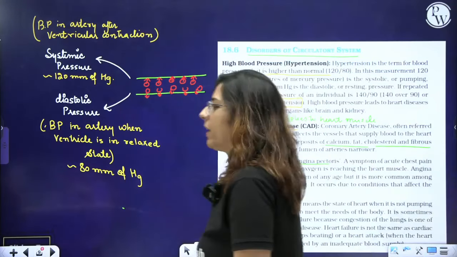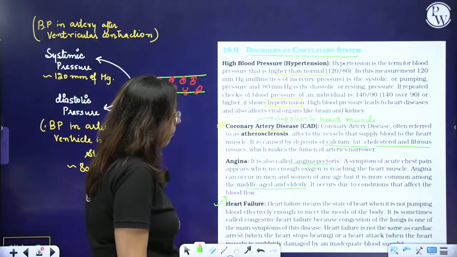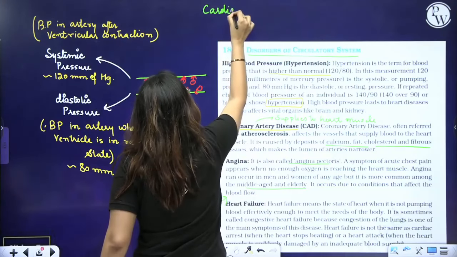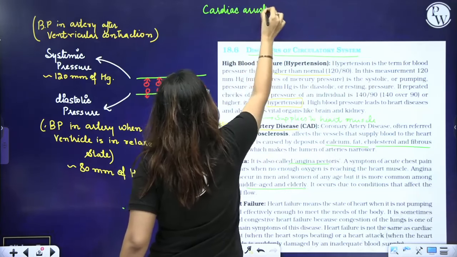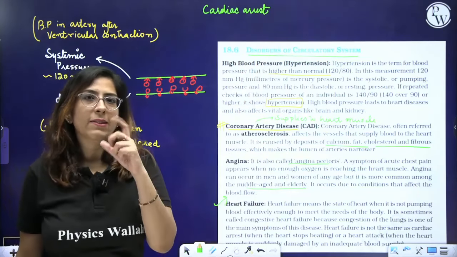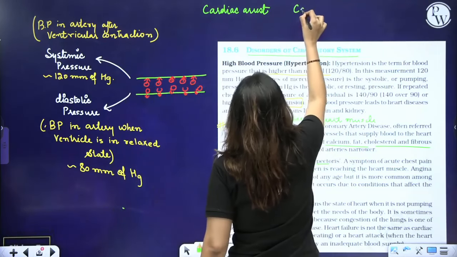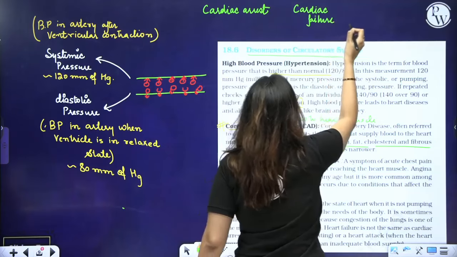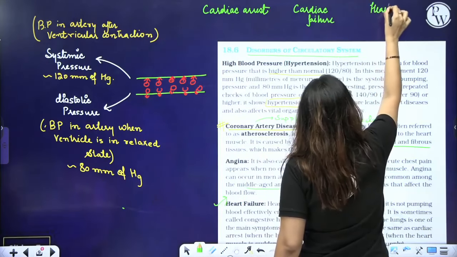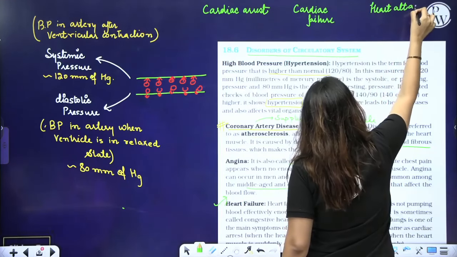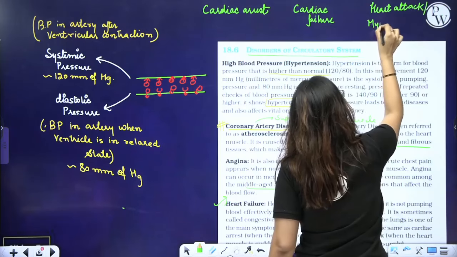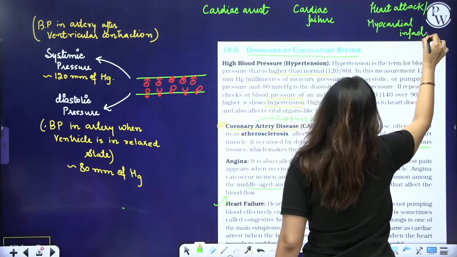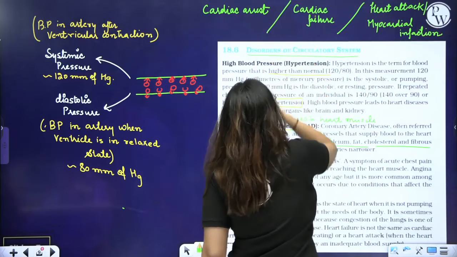Now I'll be discussing some very important terminologies with you, where the students mostly get confused: what is cardiac arrest? Let's understand three different words. Cardiac arrest. Next, we have cardiac failure or heart failure, and heart attack, which is also termed myocardial infarction. Three different terminologies I am going to discuss with you.